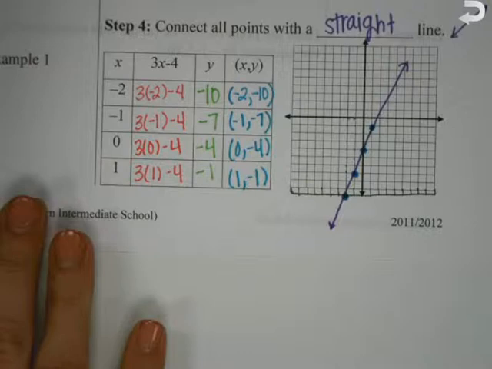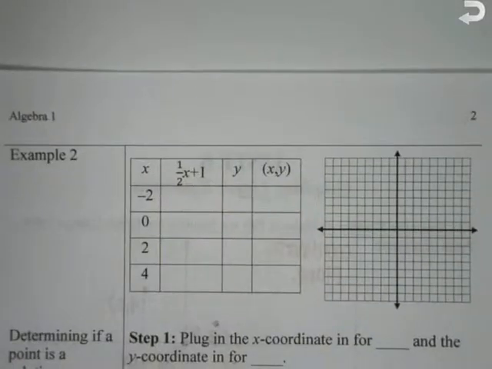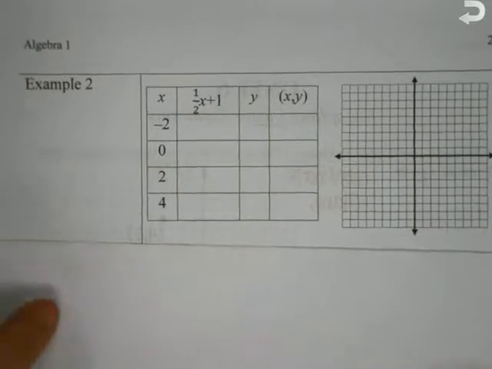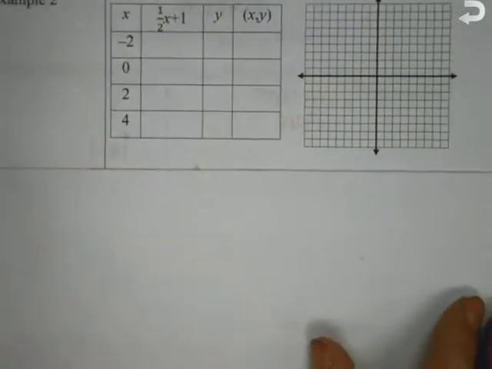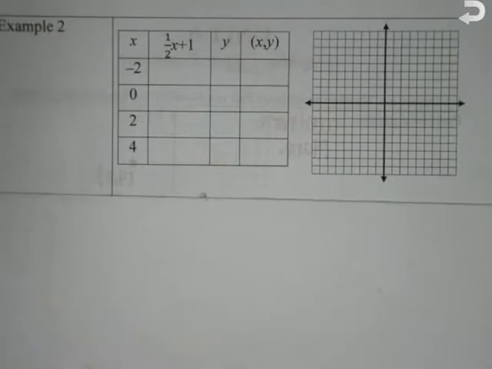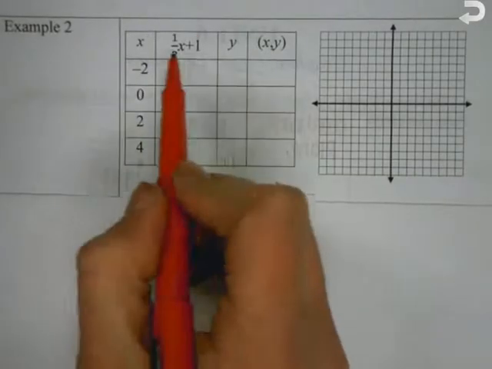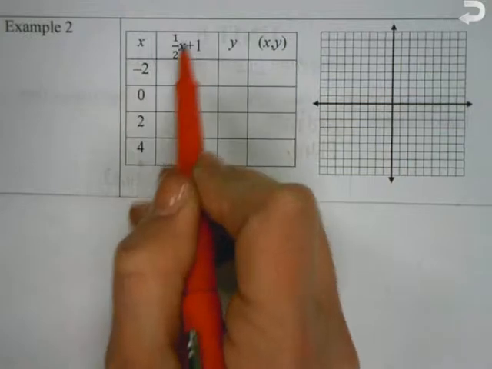Okay, example 2. I want to do 1, and then I'll let you all do it. Same idea. This time we have a different equation. What's my equation this time? 1/2 x plus 1. So I'm first going to plug in -2 for x. So 1/2 times -2 plus 1.